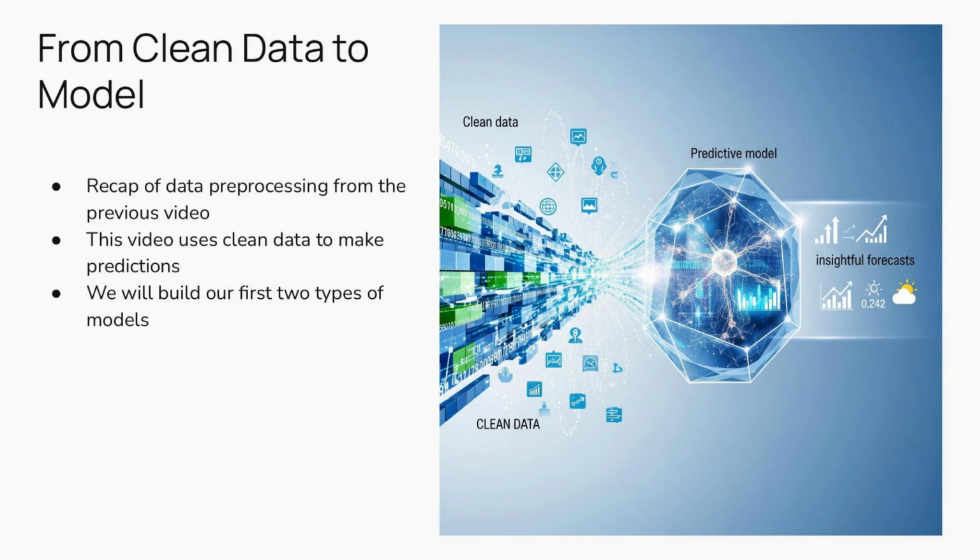Welcome back. In our last video, we did the single most important job in machine learning. We took raw, messy data and made it clean, structured, and ready to use. We learned the garbage in, garbage out principle. Now we get to do the really exciting part. We'll use that clean data to build our very first model and make predictions. Today, you'll learn the two fundamental types of supervised models and, most importantly, how a computer actually learns.